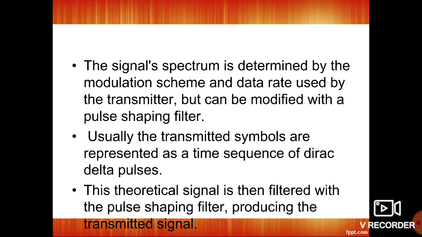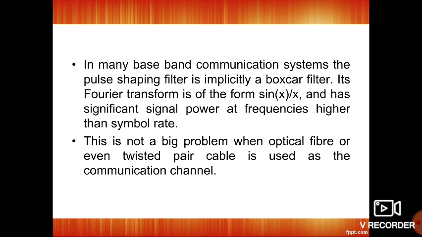The signal spectrum is determined by the modulation scheme, so the data rate used by the transmitter is modified to shape the pulse. Pulse shaping can be represented in mathematical form as x of t, where x of t is equal to the summation over k from minus infinity to infinity of a k into g of t minus k Tb. Here g of t is the shaping of the pulse. This is the relationship for the pulse shaping filter.